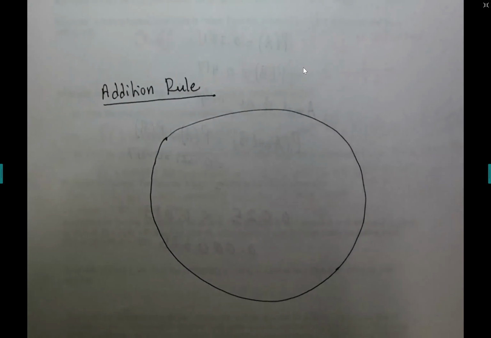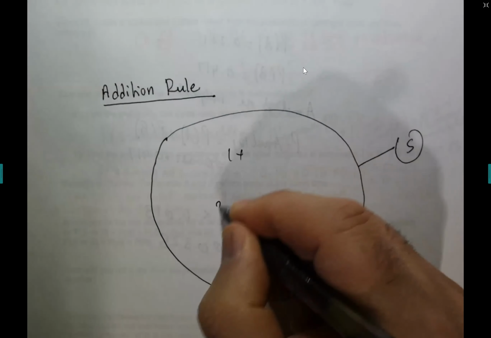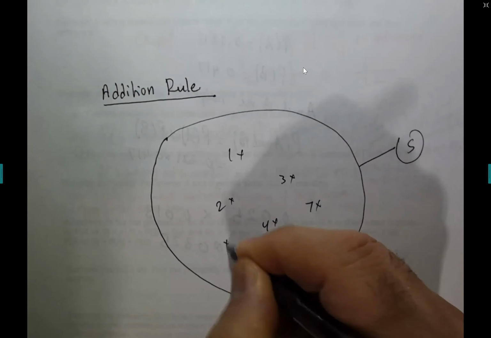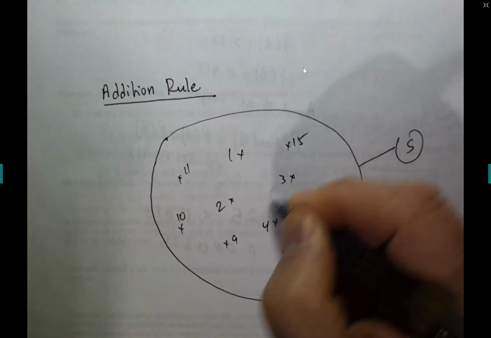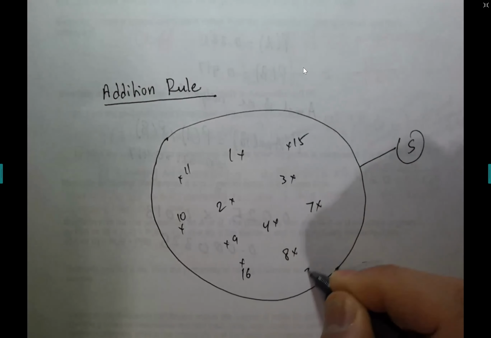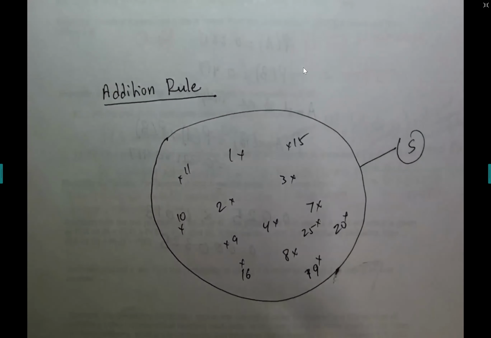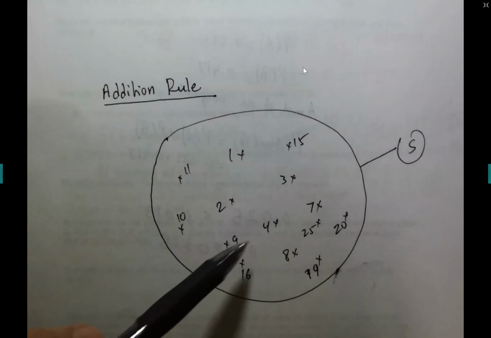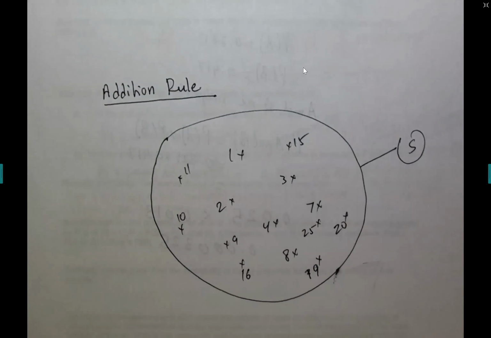Let's suppose my sample space has those numbers in it. I'm just making this up. So my sample space has 11, 1, 15, 3, 2, 10, 9, 4, 7, 25, 20, 19, 8, 16. These are all the possible outcomes.